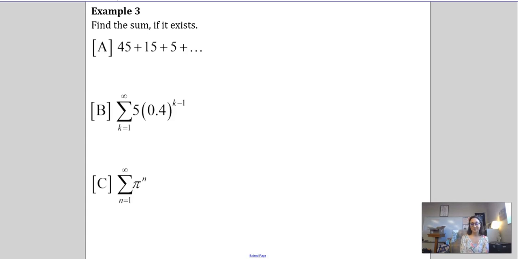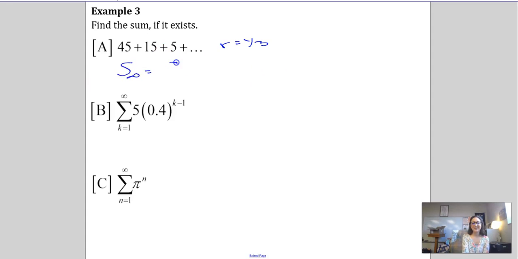All right, so there are 2 conditions for these series to converge, to have a limit. 1, it needs to be geometric. 2, r needs to be what? It needs to be between -1 and 1. So let's take a look at A. Is this geometric? It is. What is r? r is 1/3. So does it fit? Is the infinite sum going to exist? It sure is, because 1/3 is between -1 and 1.